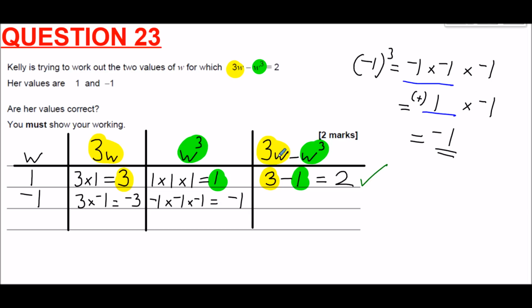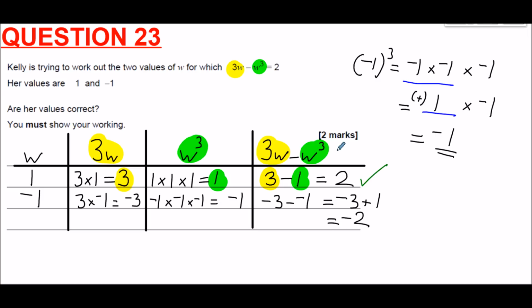So in this case, 3W is minus 3 minus W cubed, which is minus 1. That's the same as minus 3. And these two minuses which are together and almost touching, two minuses together, it's the same as a plus. So minus 3, then go up in the positive direction by 1. That takes us to minus 2.